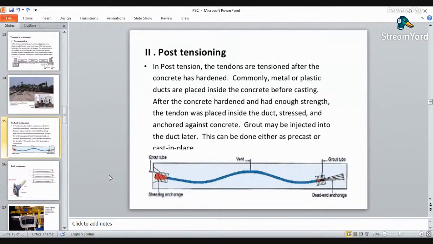If the ducts are then filled with the grout, it will be termed as your bonded post tension. And if the grouting is not done, then this will be termed as your unbonded post tensioning. The grouting material may be your cement paste or sand cement mortar.